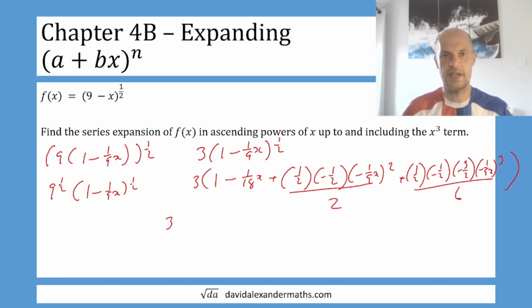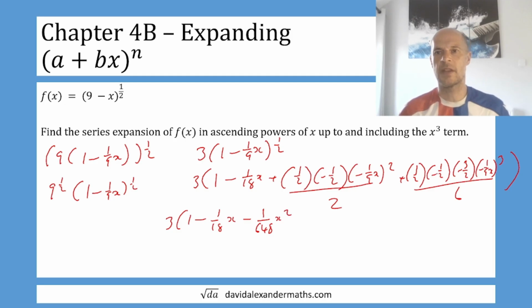So that is 3 lots of 1 minus 1 over 18x. So they've got 3 negative signs, so this would be minus overall. So 1 divided by 2 divided by 2 divided by 9 divided by 9 divided by 2 is 648. So minus 1 over 648x squared. We've got 1, 2, 3, 4, 5 negative symbols here.